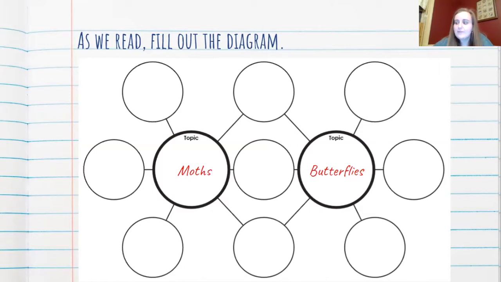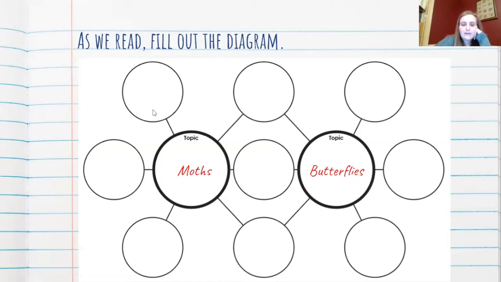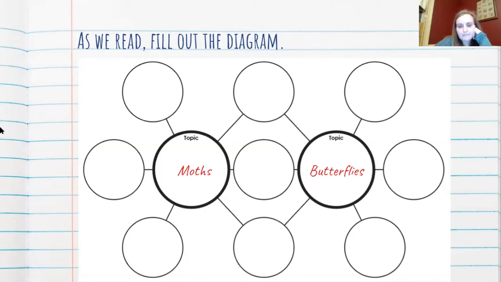So as we're reading, your job is going to be to fill out this diagram. The middle 3 circles you see here would be where you're going to list 3 similarities from the text that we read about moths and butterflies. And then these 3 outer circles are where you're going to list differences. So you would list things on these 3 outer circles that are true only about moths and things that are true only about butterflies. You're going to be filling out this graphic organizer as we read because it's a way to help you monitor your comprehension. All right, so let's go ahead and read through together.